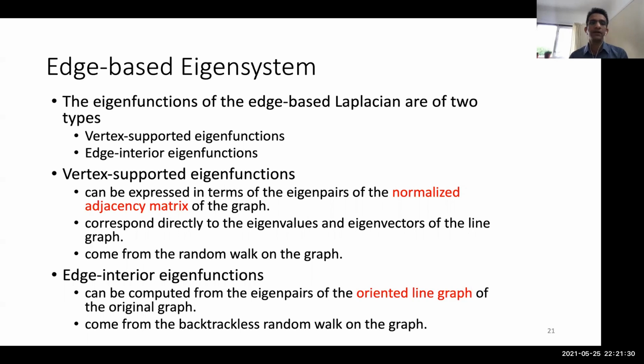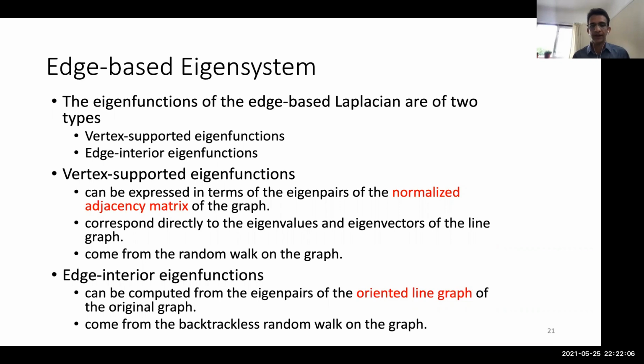I started by implementing the vertex supported eigenfunctions, and we realized that they are computed from the normalized adjacency matrix, and that they are directly related to the eigenvalues of the normalized adjacency matrix and to random walks on the graph. When we implemented that, and tried to implement different partial differential equations, we found that there are some missing eigenvalues in the system.